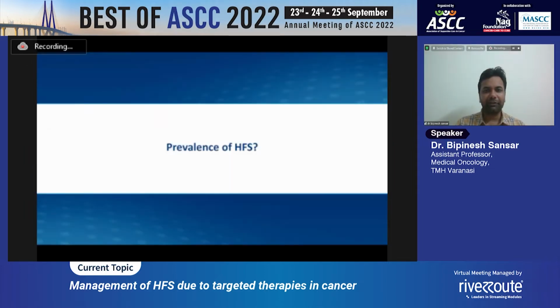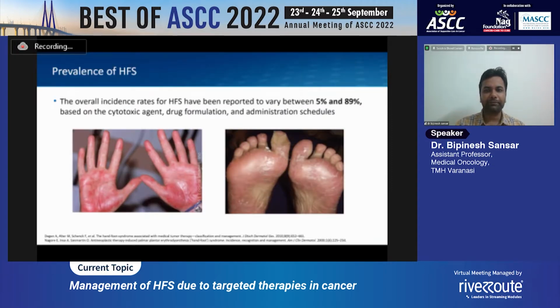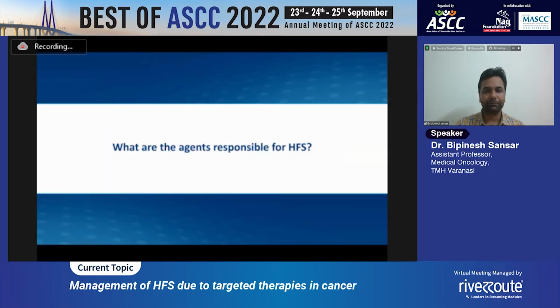So, the prevalence of HFS, as it is widely known, ranges between 5 to 60% based on the different drugs used, and in some studies it has been reported up to 80%. It depends upon the agent used, the formulation, how it is used, bolus infusion, and oral or intravenous. It depends on all that.